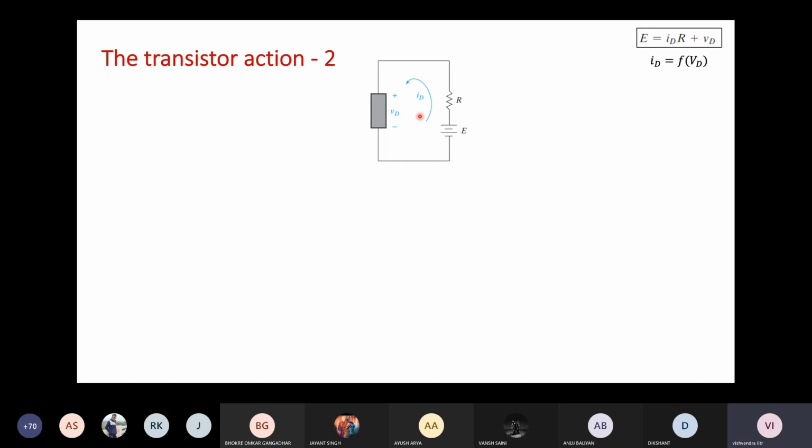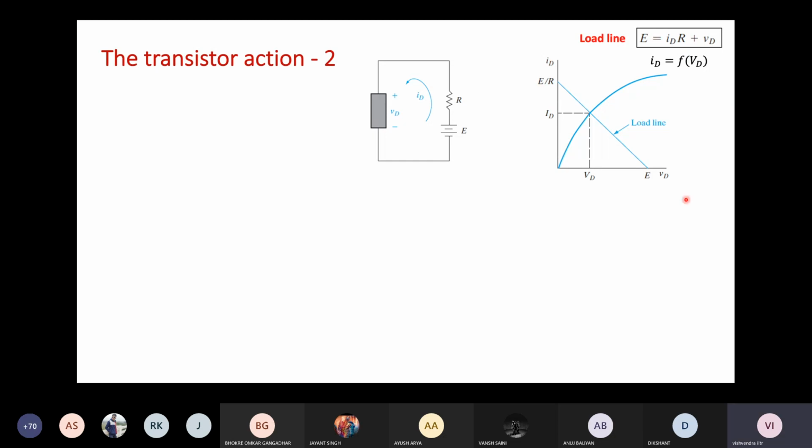Now, this ID is the current through the transistor and VD is the voltage across the two terminals of the transistor. The transistor has its own IV characteristics, so there is a particular relationship between ID and VD in a transistor. This first equation, the KVL equation, is also known as the load line equation of the circuit.